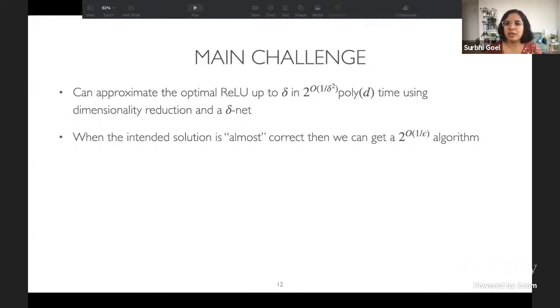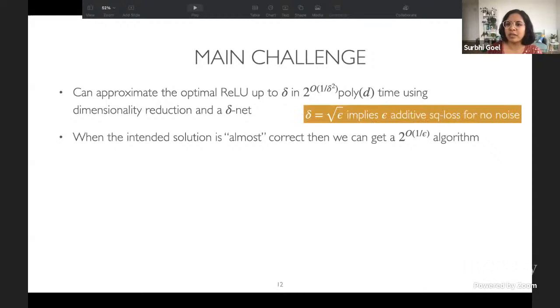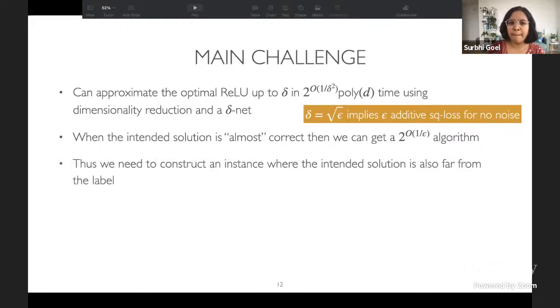then this can actually get you a 2 to the order 1 by epsilon algorithm, because note that we care about square loss. So if we have no noise, then you can actually choose delta to be just square root epsilon level of cover that you need, because when you look at square loss, if you don't have any other error, you get epsilon square kind of error. So you could have chosen delta as square root epsilon to get epsilon error.